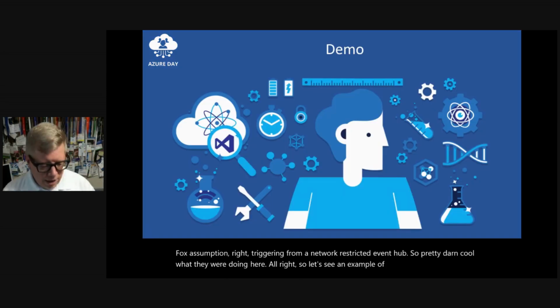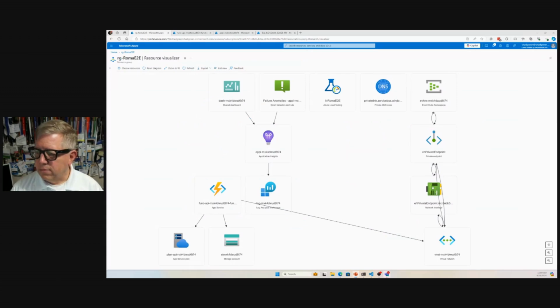Now we're going to see how well this works. I've already created this resource group in here. I've got this Azure function over here that you can see. We've got this in a virtual network. That's where we see this over here.